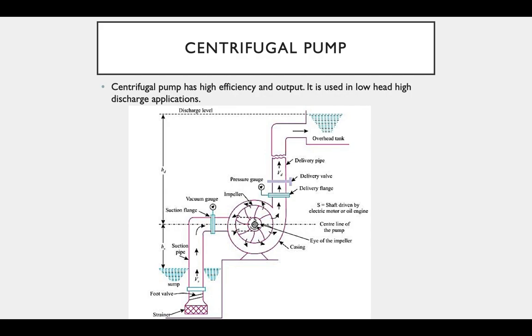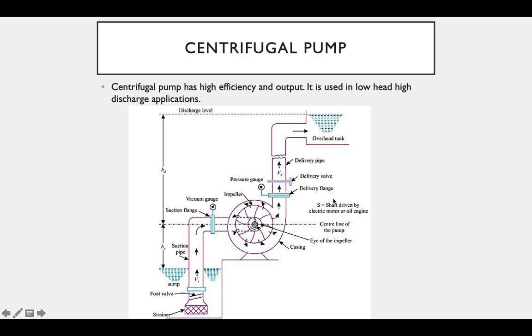The first one is the centrifugal pump. A centrifugal pump is a device used for low head and high discharge applications. It usually has high efficiency and output. Major components of a centrifugal pump include a rotor, which is usually known as an impeller, then a casing, a suction pipe, foot valve, delivery pipe, and delivery valve. Along with this, a priming valve will also be present.